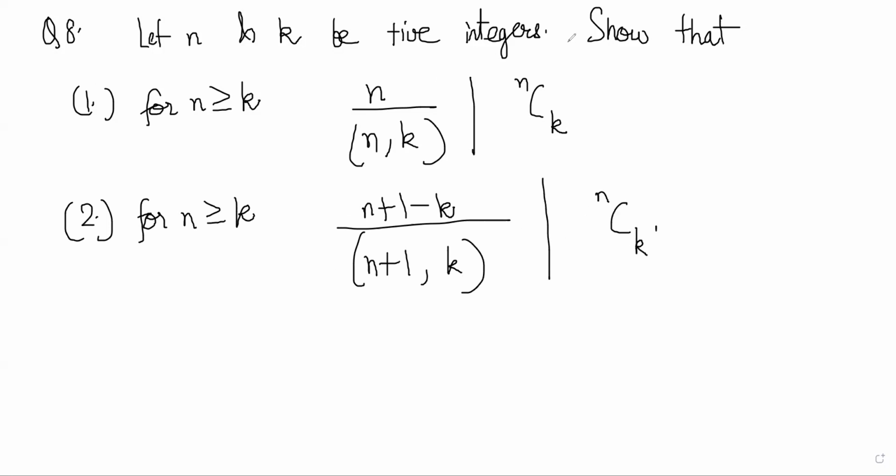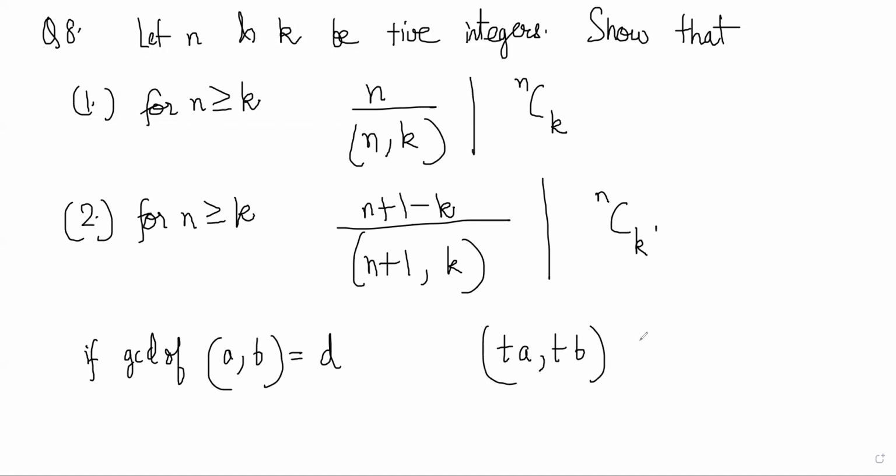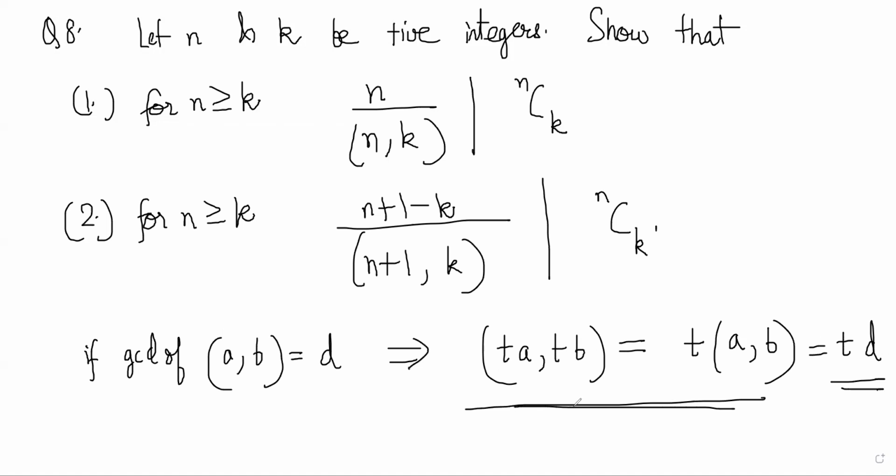Now in this problem, I'll show you a very interesting proof. But the property that the proof uses is this. If GCD of A and B is, let's say, D, then we can say that GCD of TA and TB is the same as T times GCD of A and B, which will be the same as T times D. This is the property that we will be using, okay? So GCD of TA and TB is T times the GCD of A and B, right? Where T is some integer. And that is basically T times D. If you understand this property, which is fairly obvious, we'll be able to prove these two results.